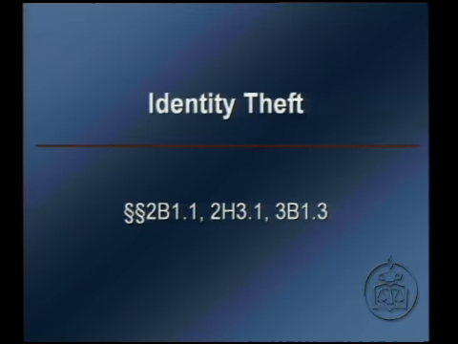Now, perhaps the amendment package that may affect the greatest number of defendants sentenced under the guidelines is the amendment package addressing offenses related to identity theft. So the primary changes you will see regarding this package of amendments are found in Guideline 2B1.1, the Fraud and Theft Guideline. There were other changes made to 2H3.1, which is the guideline addressing interception of communications and eavesdropping. And then finally, there's a change in 3B1.3, the Chapter 3 adjustment that addresses the abuse of a position of trust and use of a special skill.